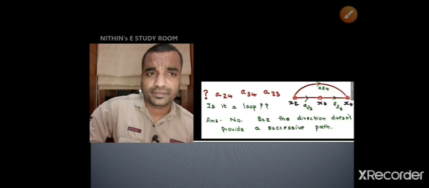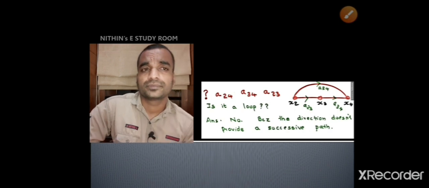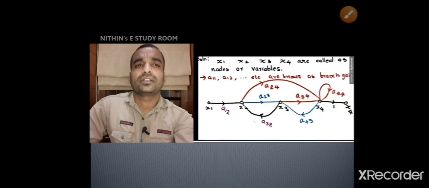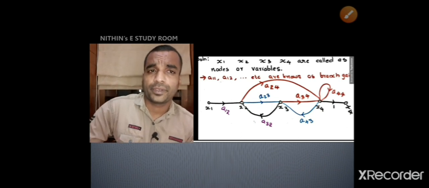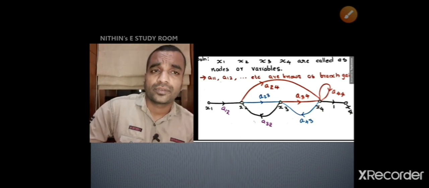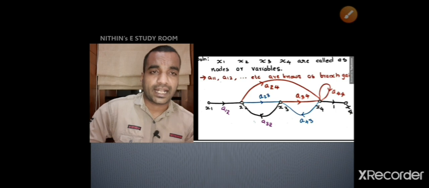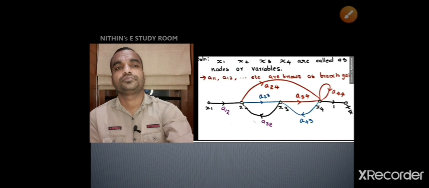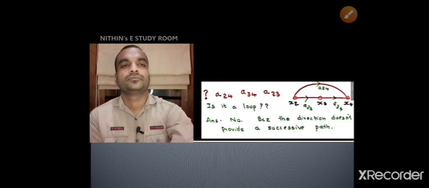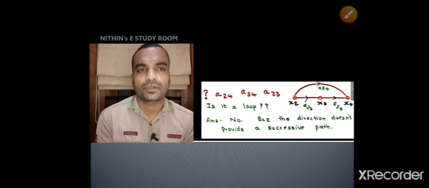I am asking a question here. A24, A34, A23. Is it a loop? So we can see it in the main figure. Then it is very clear for you. A24, A34, A23. Is it a loop? No, because the direction of A24 and A34 are just opposite. So it will not give a successive direction, or it will not give a unidirectional flow. So it is not a loop. No, because direction does not provide a successive path.